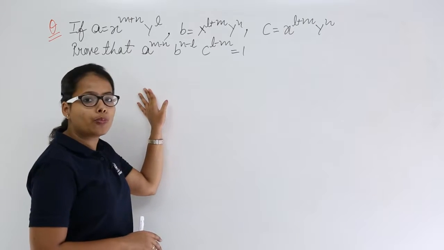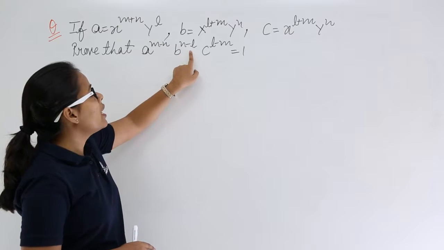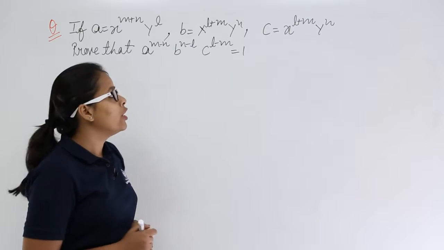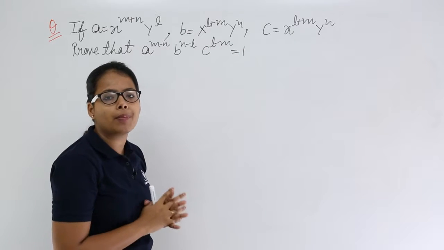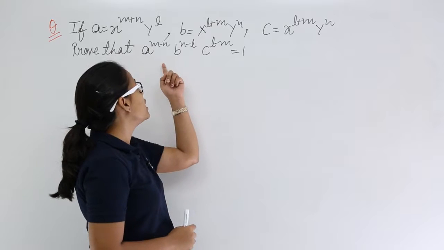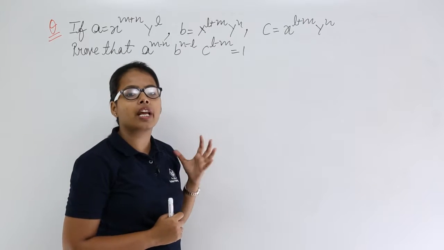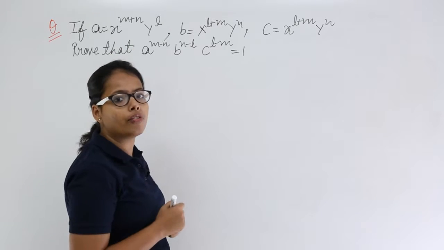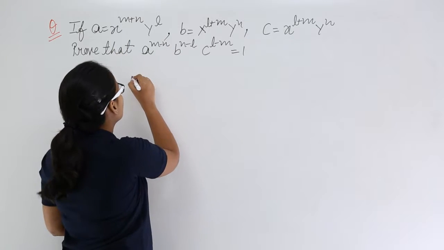Now what you need to prove here? You need to prove that a to the power mn minus 1, b to the power n minus l, c to the power l minus m is equal to 1. You can see that in all these given expressions there is no power on a, b and c. But you need to take the powers m minus n, n minus l and l minus m on a, b and c. So what will you do here? Let's take the power of m minus n on both sides.